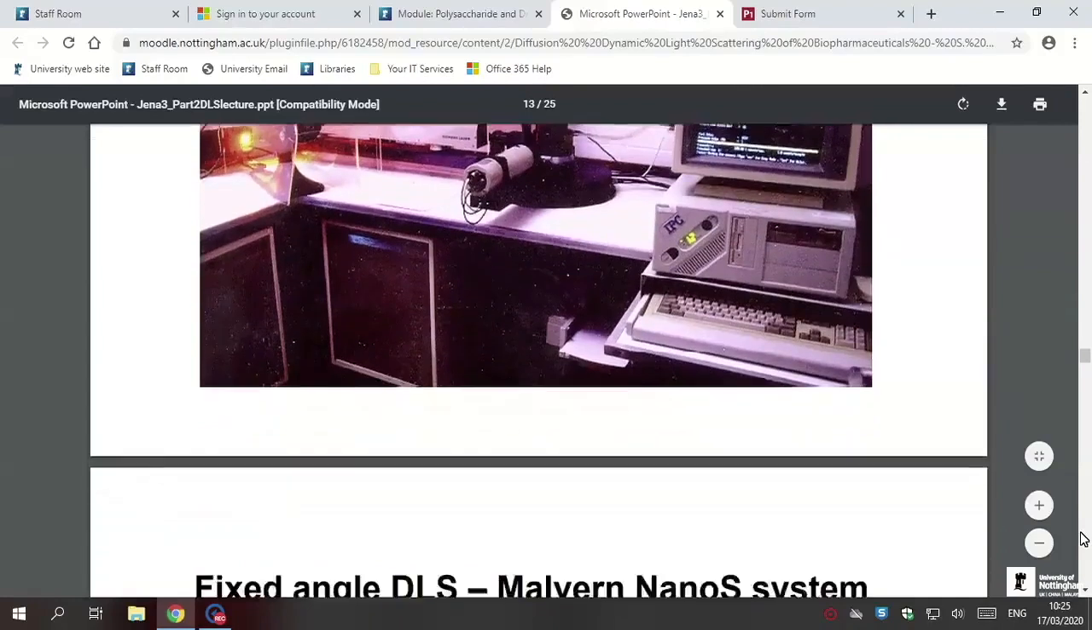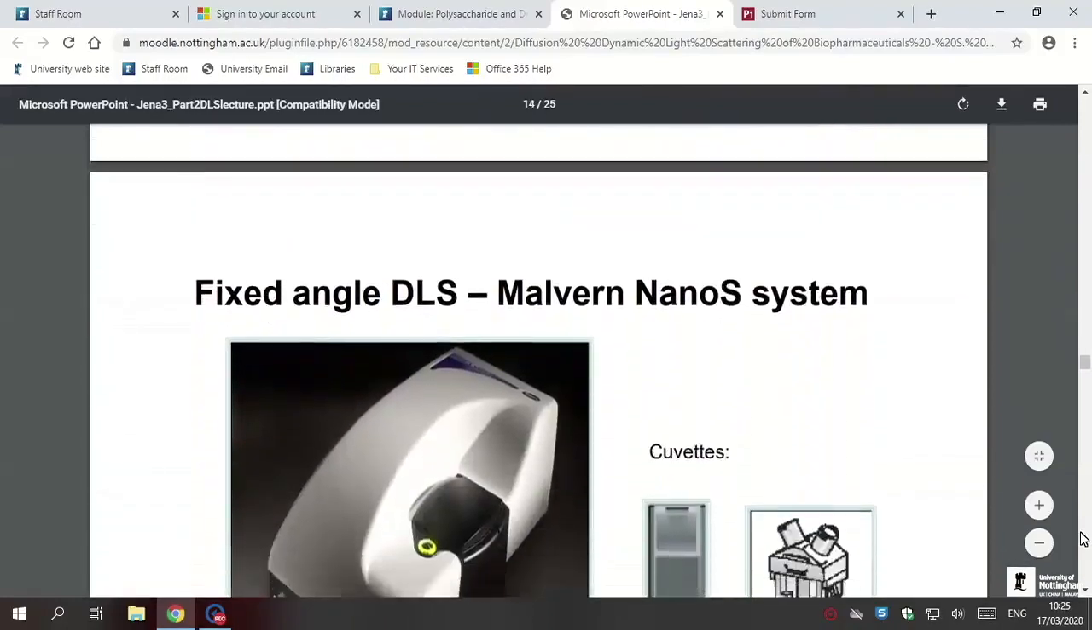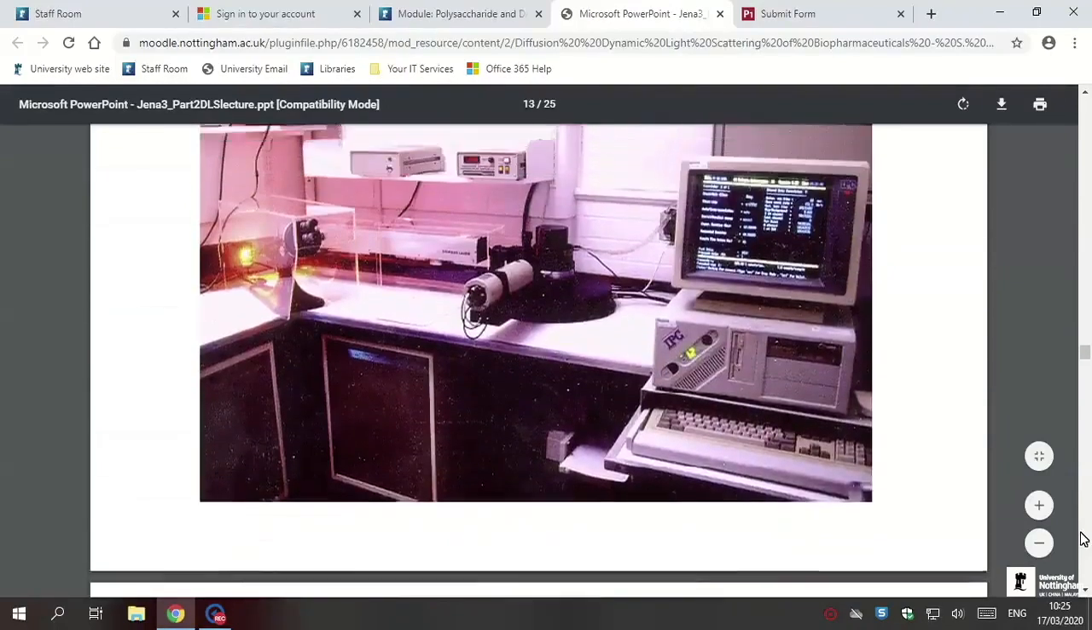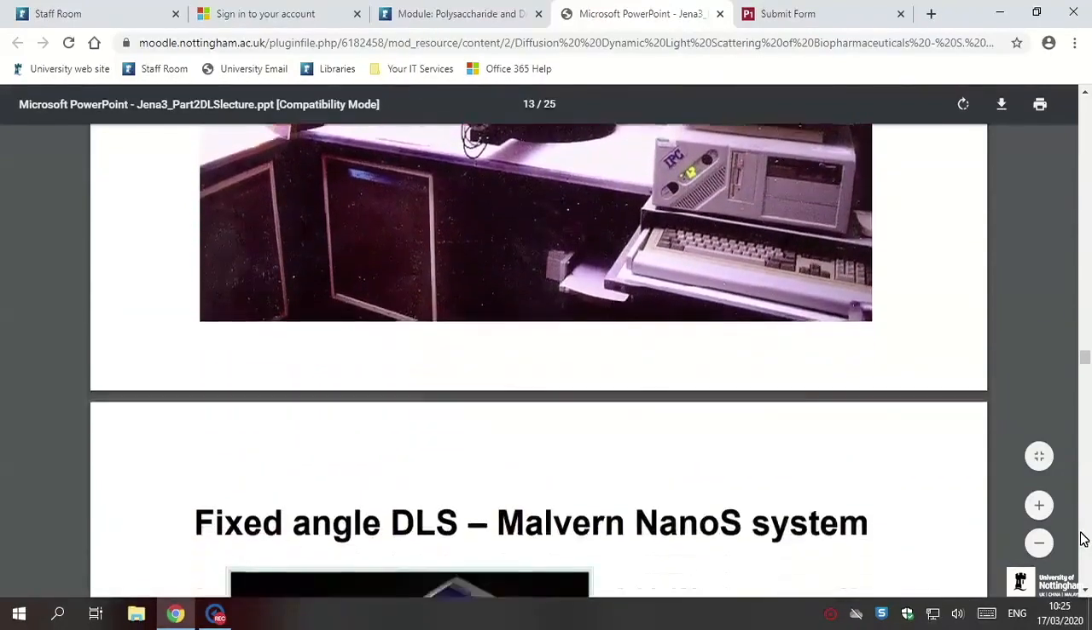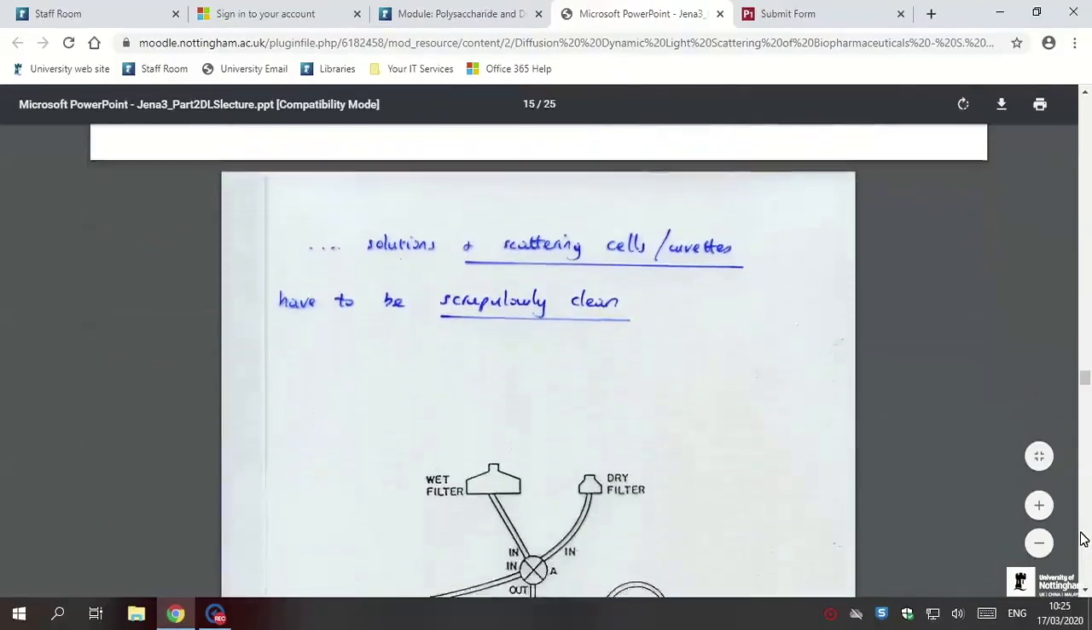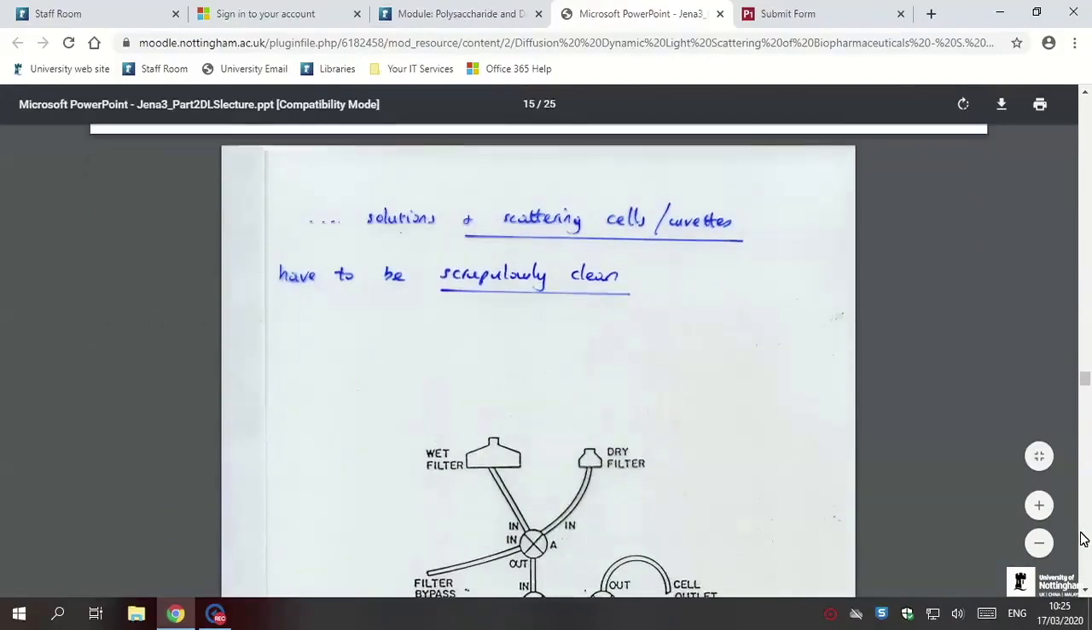A bit frustrating, isn't it? That's a box. That's how it goes now. This is health and safety, the laser's enclosed, everything else. And they would discourage this type of setup now. But scientifically, I don't think it's good. And then your solutions have to be very clean, because dust scatters very strongly.